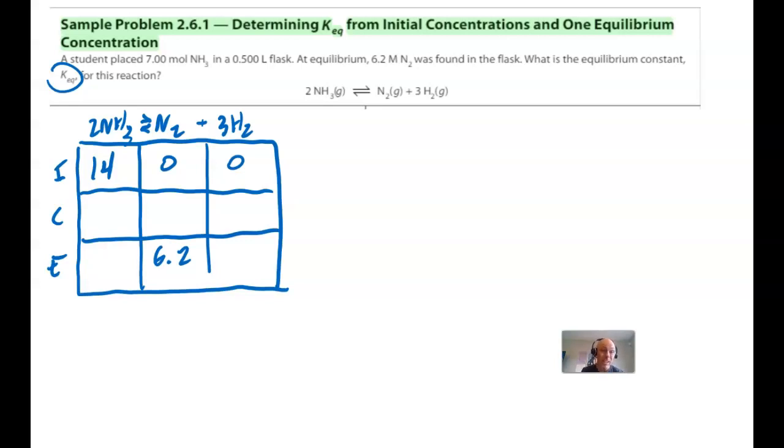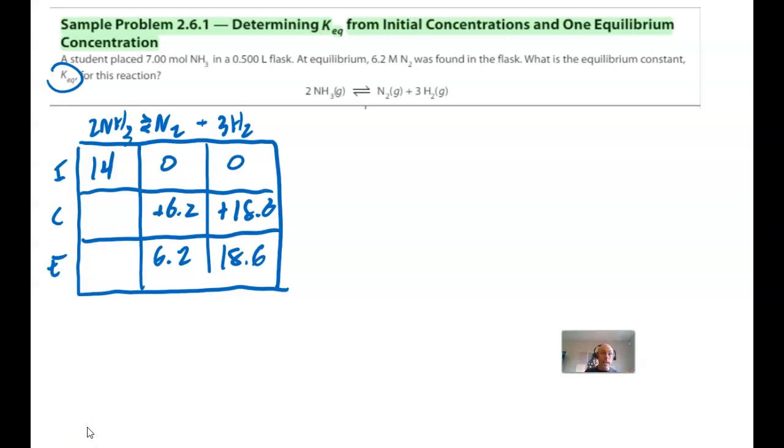Well, if N2 starts out at 0 and it ends up at 6.2, it had to have gone up by 6.2. So there's a gain of a 6.2 molarity of N2. Well, once we have one value for the C row, we can always fill in all the other values because, again, they correspond ratio-wise to the coefficients. Well, if N2 goes up by 6.2 and 3 times the H2 is produced for N2, then H2 is going to be 3 times 6.2. It's going to be 18.6. And that means that if it also started at 0 and it went up by 18.6, then at equilibrium it will have a concentration of 18.6 molar.